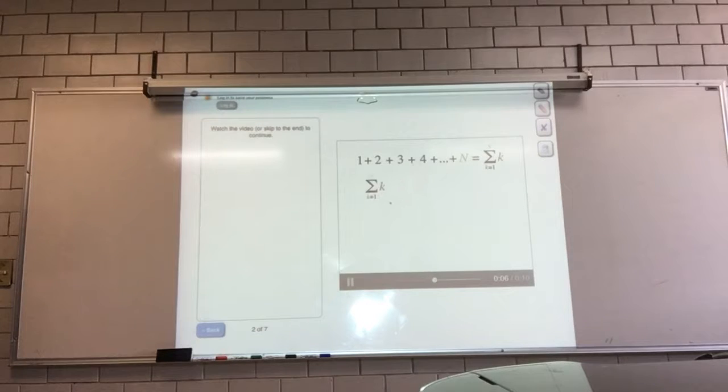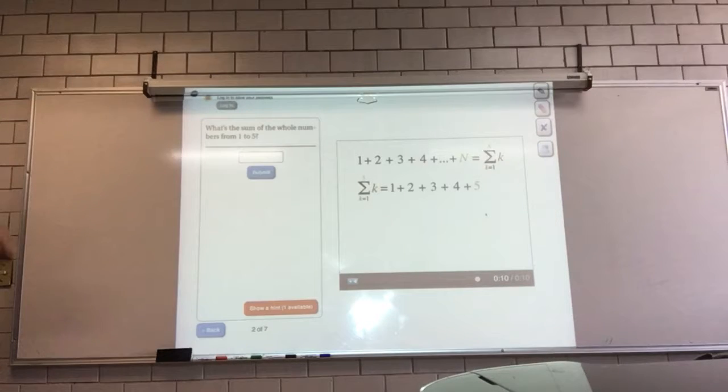Suppose n is equal to 5. What's the sum of the whole numbers from 1 to 5? Ahí ya nos da un valor numérico para n, vale 5. ¿Cuál es la sumatoria de los k números desde k igual a 1 hasta n?